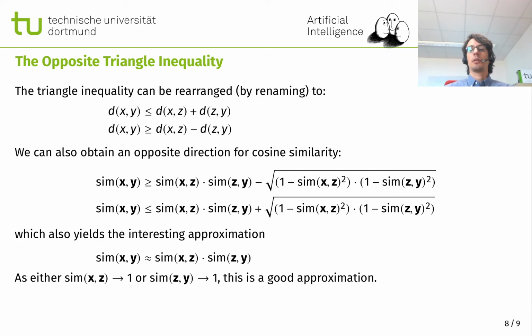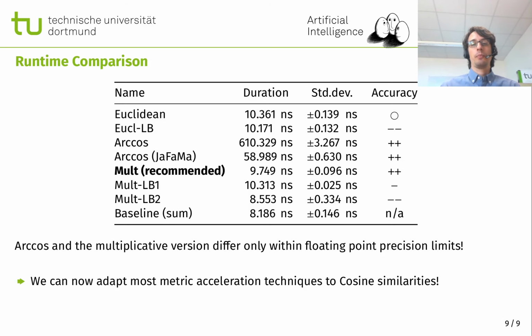So that is kind of interesting, and it's also very easy to see that if one of the similarities is very high, well, then this approximation becomes very good. If one of them is very small, then it gets very loose. So that is the new triangle inequality, and this version here yields good performance and better pruning power than the earlier approach. This is a simple benchmark to measure the runtime comparison as well as the accuracy.